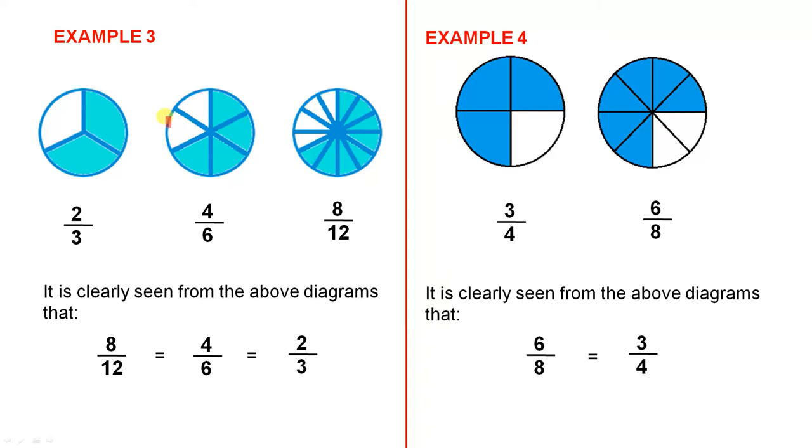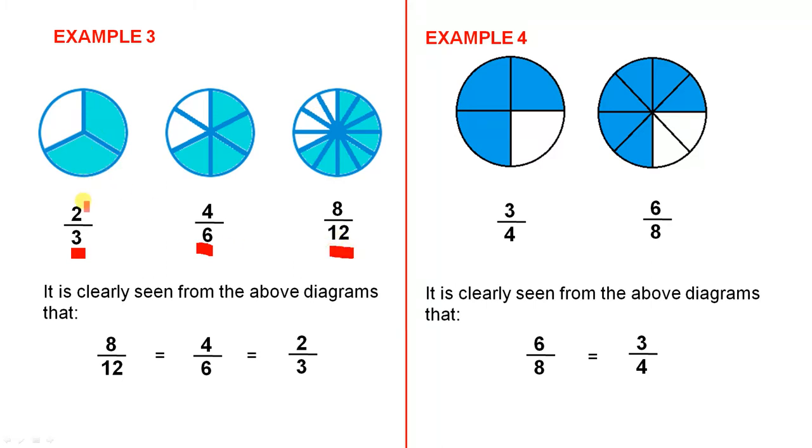Here's another example. We have 3 circles here. This circle has been divided into 3 parts. That tells you that when you look at the denominator. This circle has been divided into 6 parts. And this circle has been divided into 12 parts.